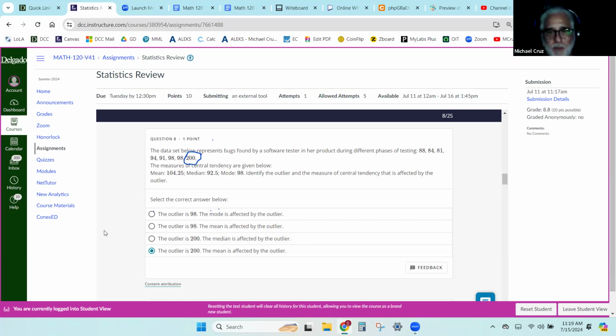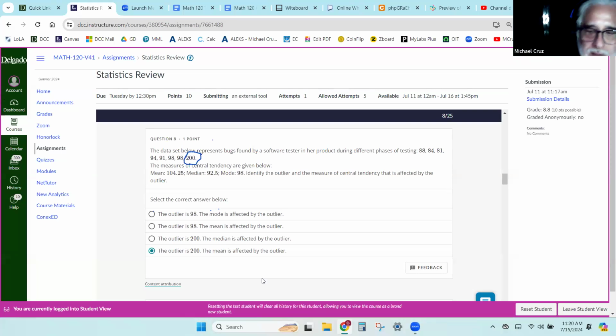What did you say, Randy? This is one of them that I struggled with. I just could not get this. I don't know what it was, remembering how to get the outlier or what. Well, let's see if we can find a way to frame it.